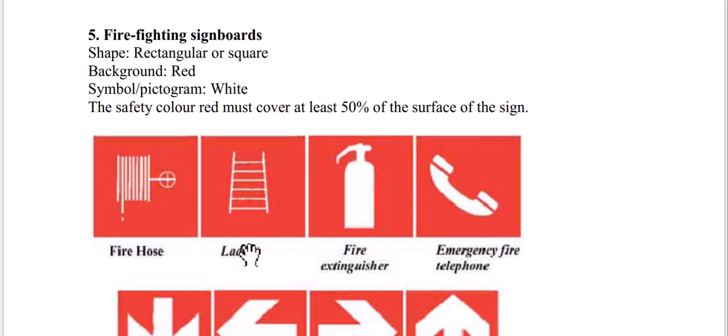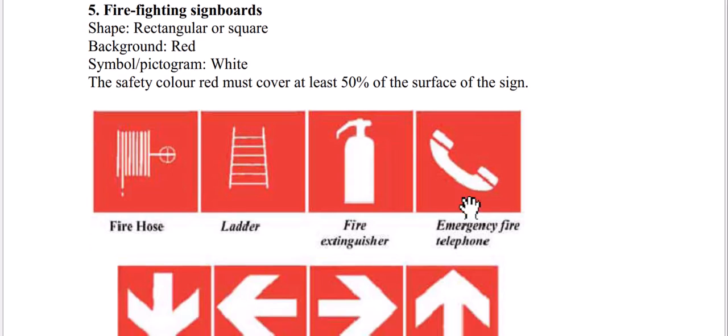Near the fire extinguisher, we have the emergency fire telephone. This is used to report a fire emergency, so that you can get assistance in extinguishing the fire or evacuating the stuck team or person.